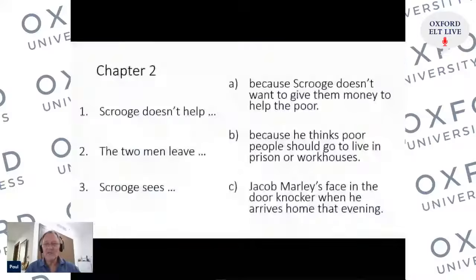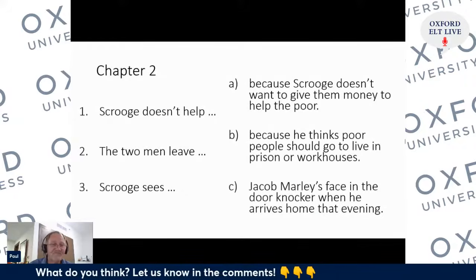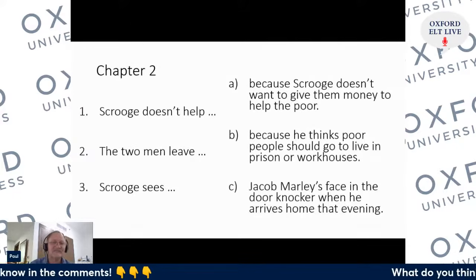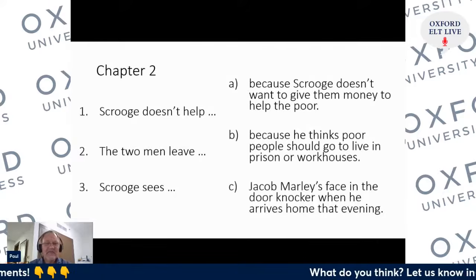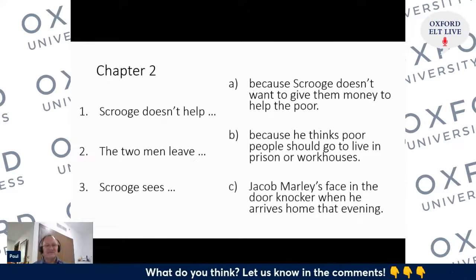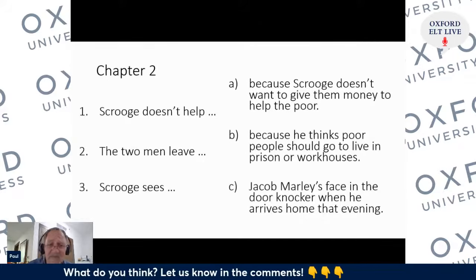Well, let's have a look. Chapter 2. The two gentlemen. This time it's not true or false, but a quick quiz. Can you begin and end the sentence? Scrooge doesn't help. The beginning, is it A, B, or C for number one? Scrooge doesn't help the two visitors who are obviously coming from a charity.